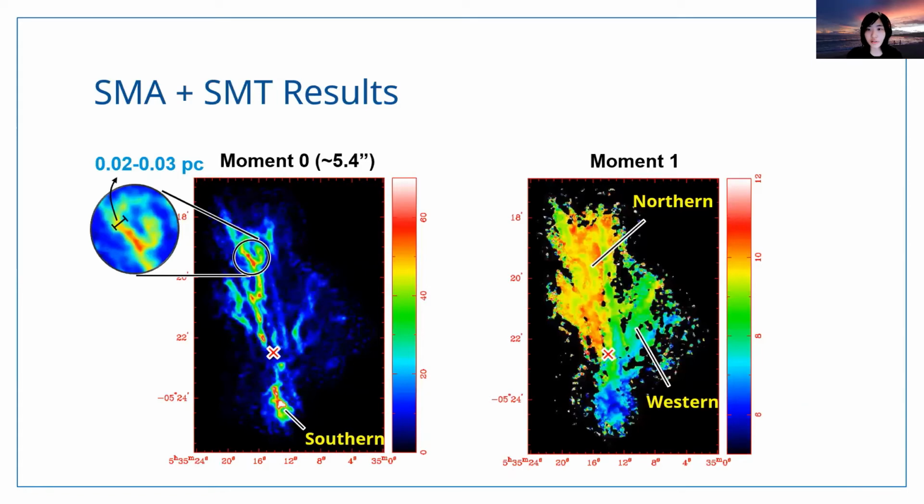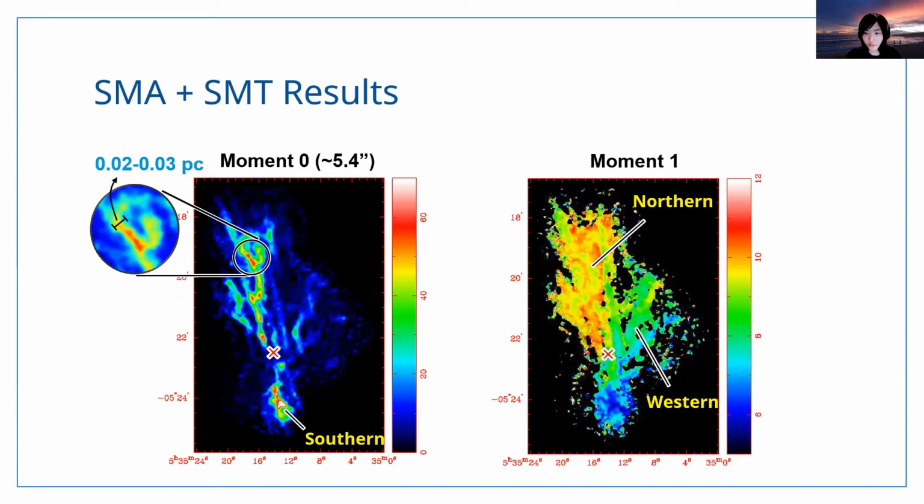Here are our results of combining the SMA and SMT data. From the moment zero map on the left, we can see that most emissions come from the filamentary structure, which have a typical width of 0.02 to 0.03 parsec. The cross sign here shows the position of Orion KL. Although the Orion KL region has very high density, since the N2H+ molecule is destroyed in active regions, there's no detection of N2H+ at Orion KL.